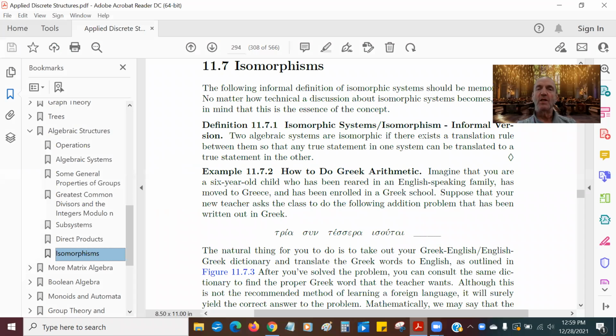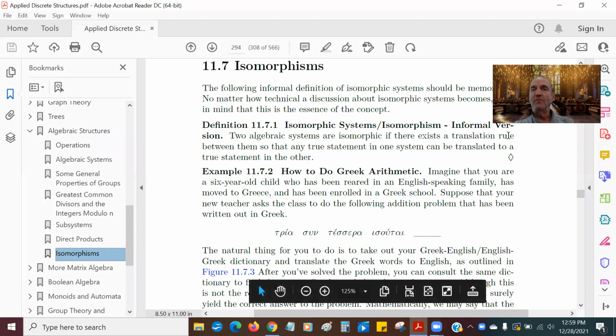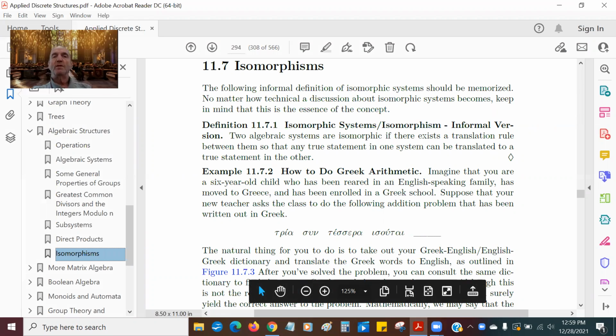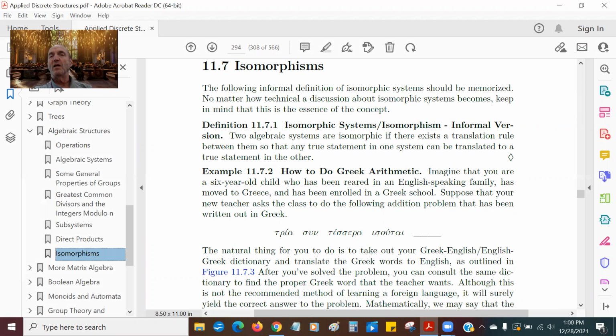11.7, which is isomorphisms. Now you've all heard Shakespeare said, "A rose by any other name smells just as sweet." Well, this is basically a rose by any other name. In other words, you have two things which are two different names or two different things, but they're kind of the same thing. What do I mean by that? So two algebraic systems are isomorphic if there exists a translation rule between them so that any true statement in one system can be translated to a true statement in the other.